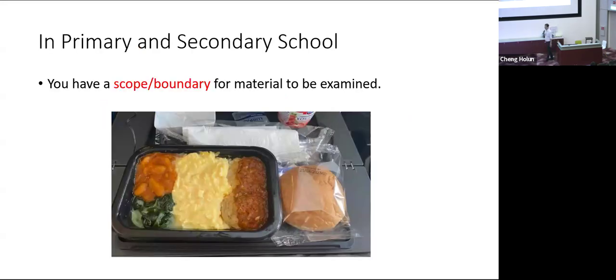This one is primary school and secondary school. What is this? It's the airplane food. I suppose everyone has ridden on an airplane before. What are the choices on the airplane food? Sometimes you can choose chicken or beef, right? You can choose noodle or rice. But everything is fixed for you.